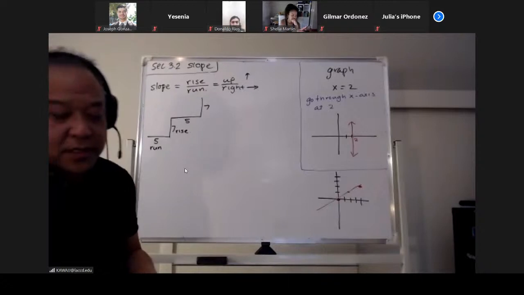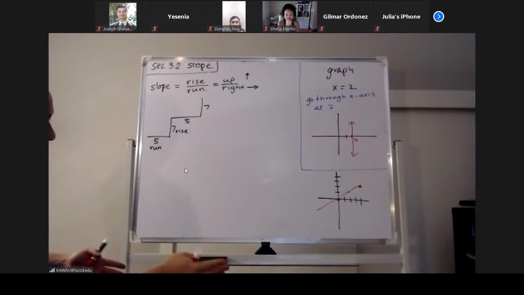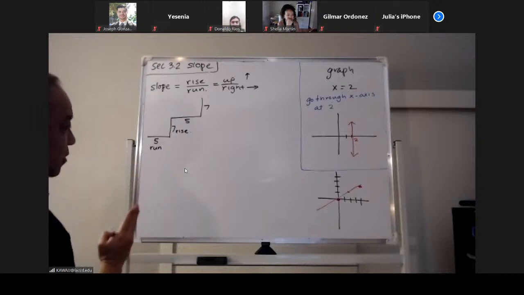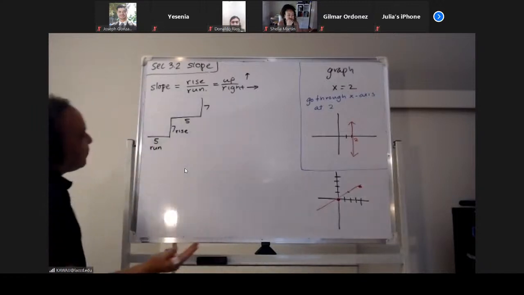So when you're building stairs, this is where the vocabulary comes from. They'll ask you, what's the run? 5 inches. That's how flat it is. And they'll go, what's the rise? You know, how far do I go up when I take another step? It'll be 7 inches.